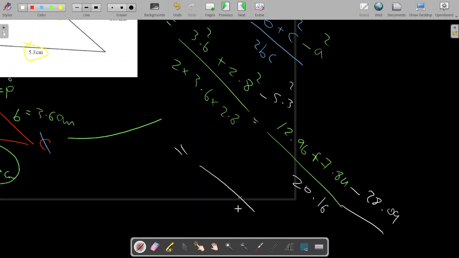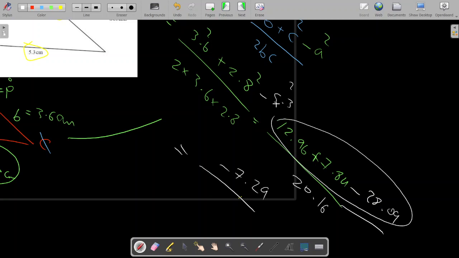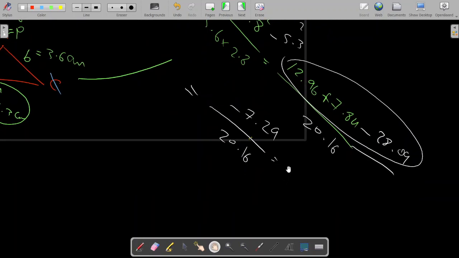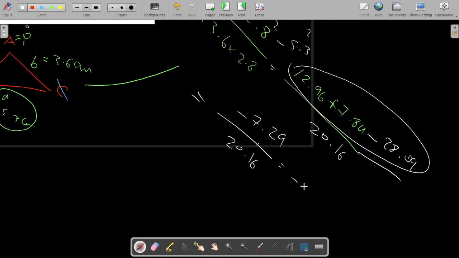The numerator, when you do it using your calculator, taking all of these parts and adding them together, is going to be minus 7.29 over 20.16, which is going to be equal to minus 0.36. And remember, all of that is equal to what? All of it is equal to cosine A.